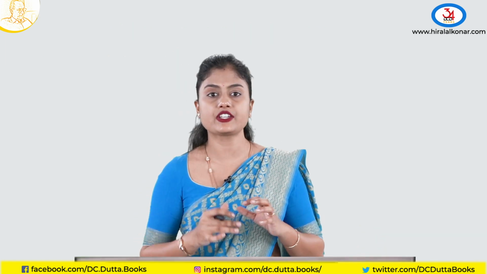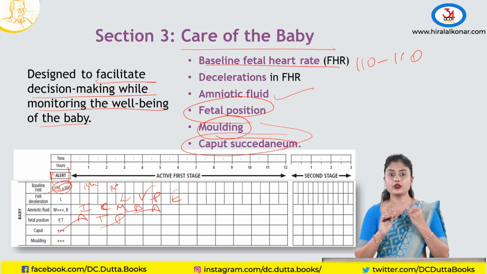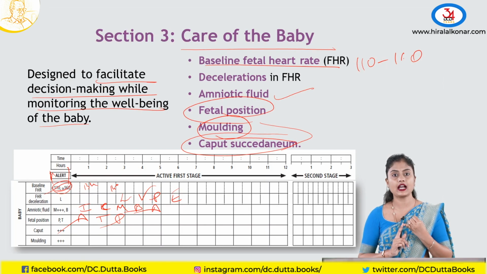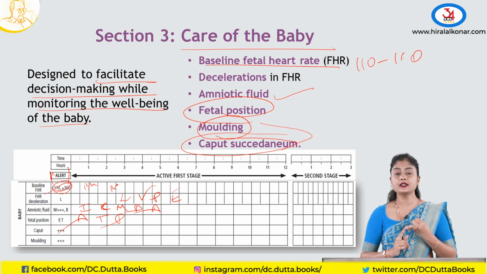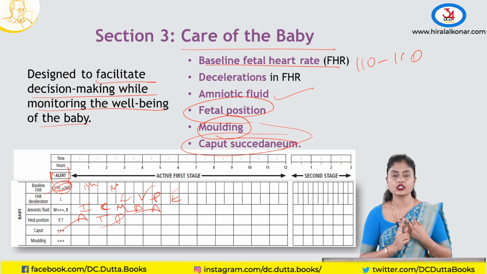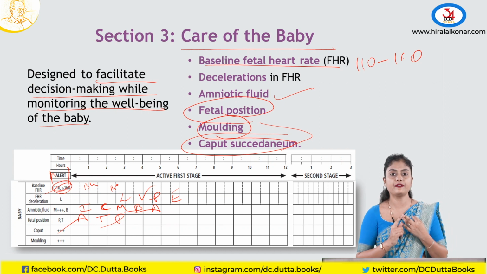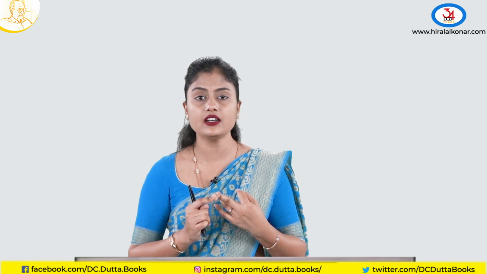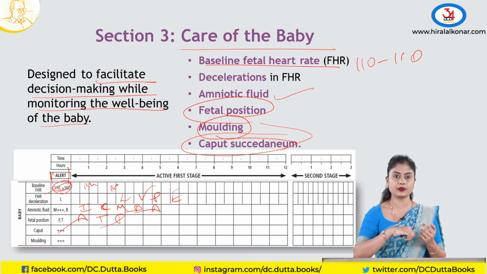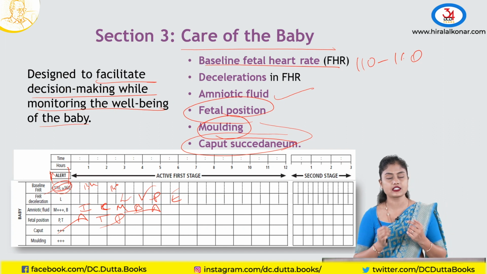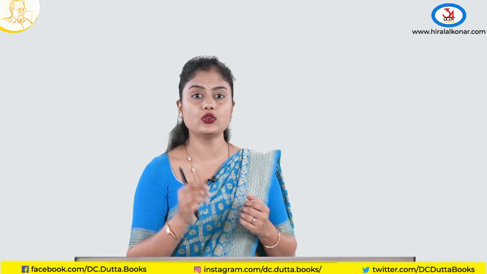So, to brief Section 3, the care of the baby: you will monitor the baseline fetal heart rate, you will monitor the decelerations, you will monitor the amniotic membrane, and if it is ruptured, the color of the liquor. You will monitor the fetal position, whether it is occipito-anterior, transverse or posterior. Then you look for caput and molding.